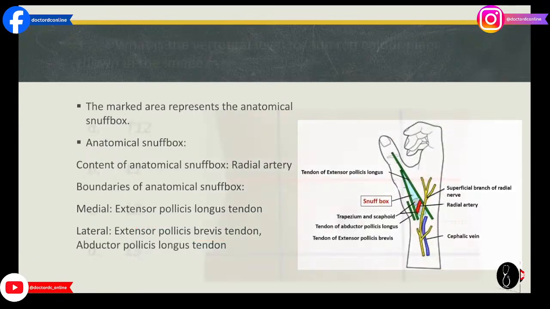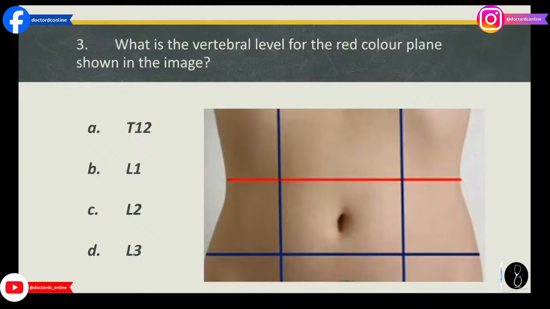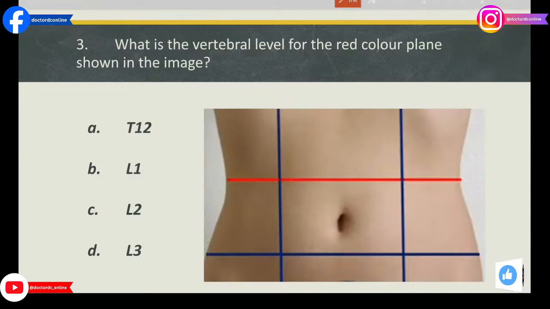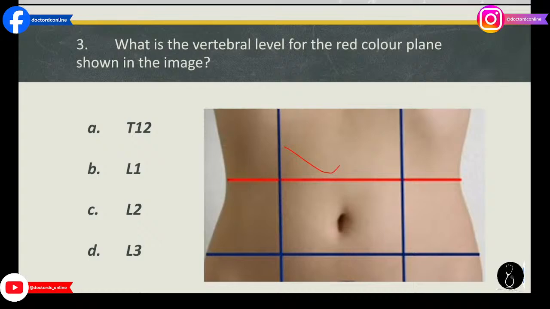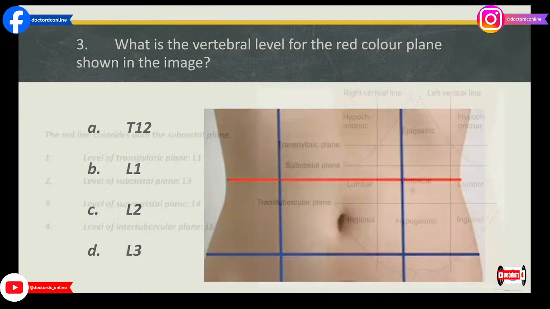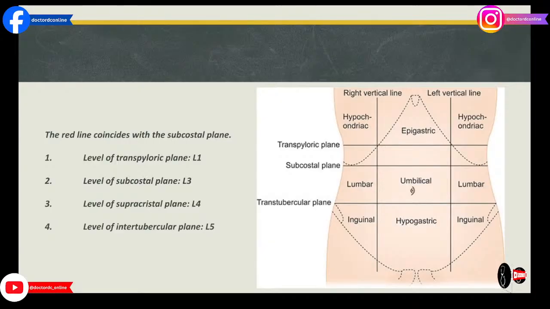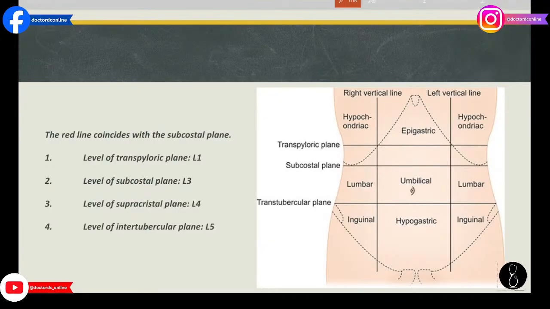In question 3, you are asked to identify the vertebral level for the red-colored plane shown in the image. The options are option A, T12, option B, L1, option C, L2, and option D, L3. The red line aligns with the subcostal plane, which lies at the level of vertebra L3. Other important planes include the transpyloric plane at L1, the supracristal plane at L4, and the intertubercular plane at L5. The correct answer is option D, L3.